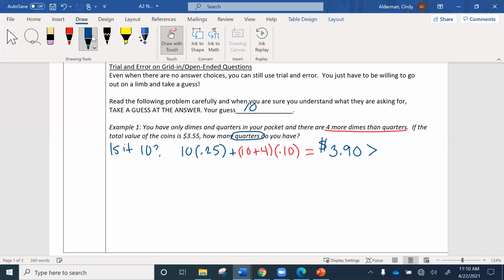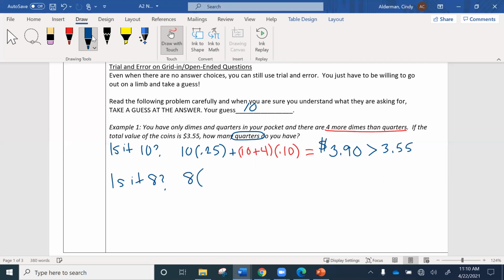$3.90 is more than $3.55, right? And your guess was 10. So if your guess went over in money, your next guess should be less than 10. So let's just say we guessed 8.